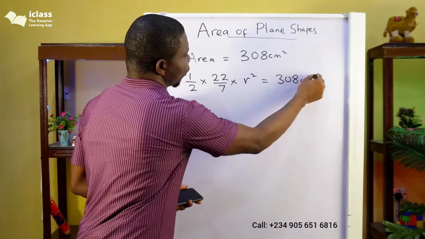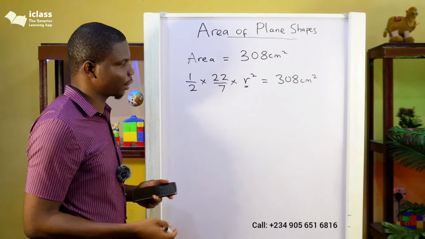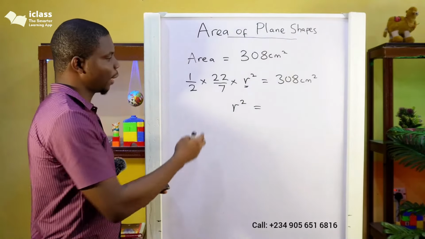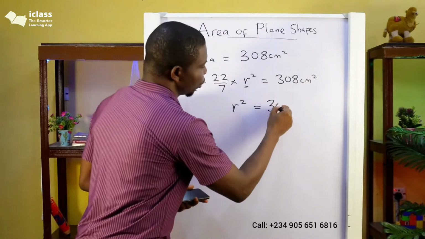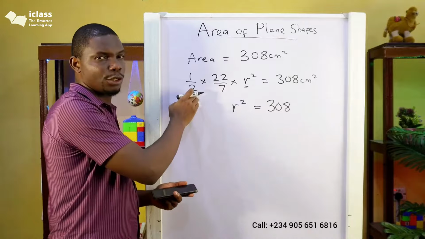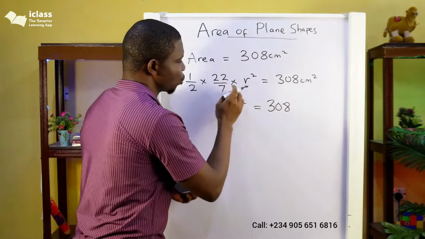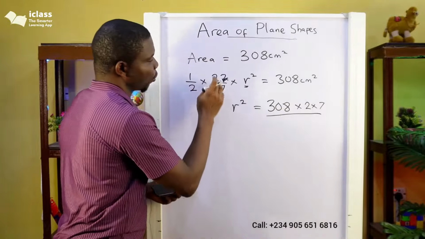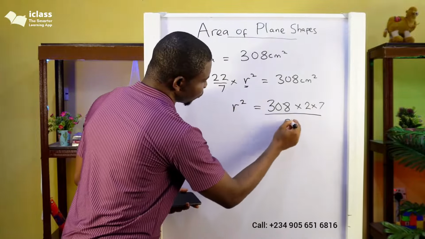So from here, we can calculate what the radius of this semicircle would be. Let's do that. So we are going to make r squared the subject of the formula by taking other things to the other side of the equation. So we'd have 308. As they cross the equal sign, they go from the denominator to the numerator and from the numerator to the denominator. So 2 and 7 will go to the numerator, while 22 will go to the denominator.